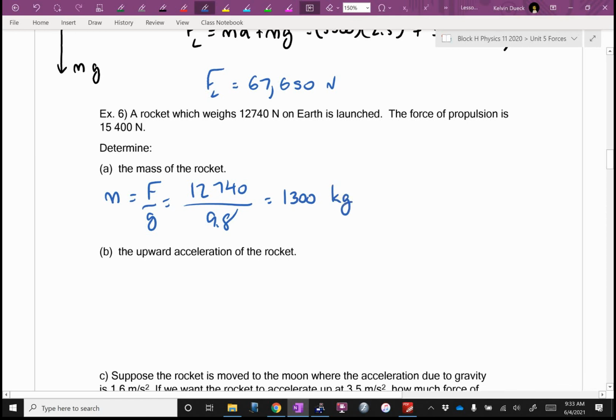Cool. Aiden, what does B want me to find? Acceleration. Do you see a vi or a vf or a t? I think I'm going to find acceleration using forces. Is there more than one force in this question? Well, I got weight, I got propulsion. You know what this is a good job for? A free body diagram. Aiden, what are the forces acting on this rocket? Get the obvious one.